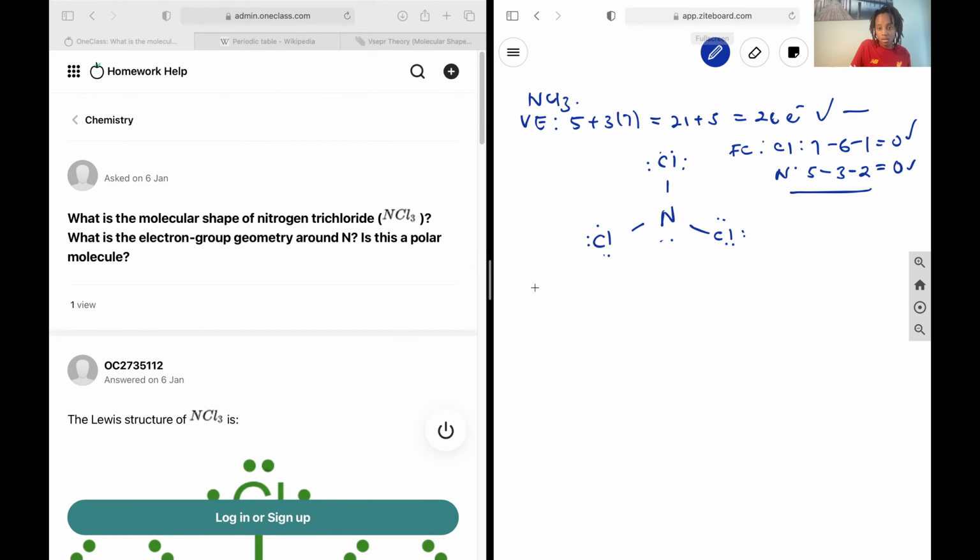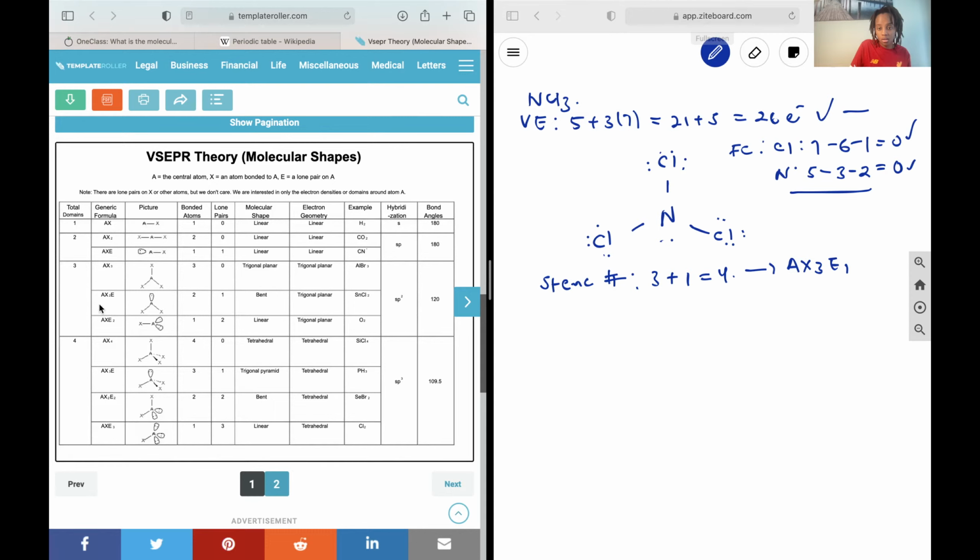Next up, to get its geometry, we need to think about the steric number. So how many groups are attached to the nitrogen? We have 3 groups because of the 3 chlorines, and then 1 group because of this 1 lone pair. So that's going to be 4, and its notation will be AX3E1, bonding pairs, lone pairs. Go to the VSEPR theory.